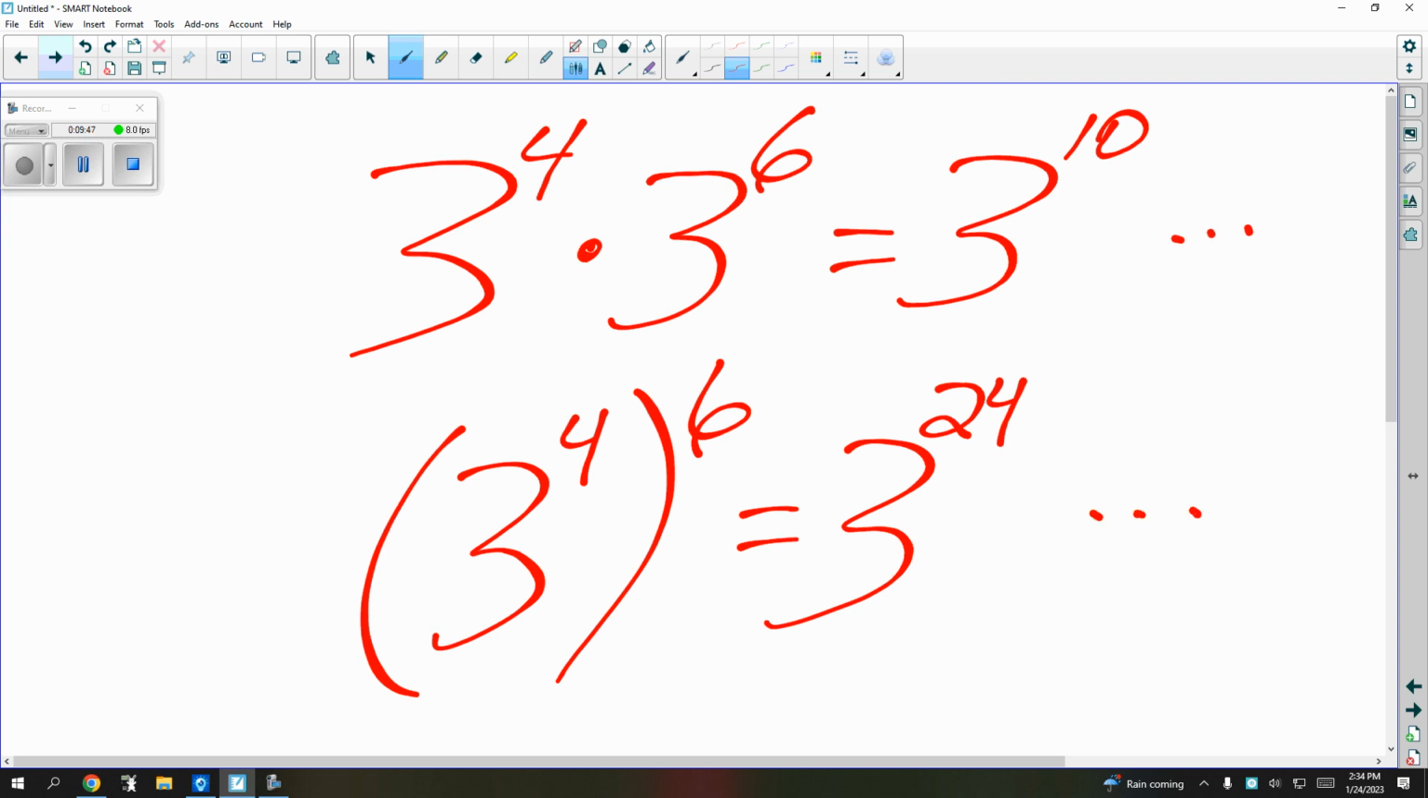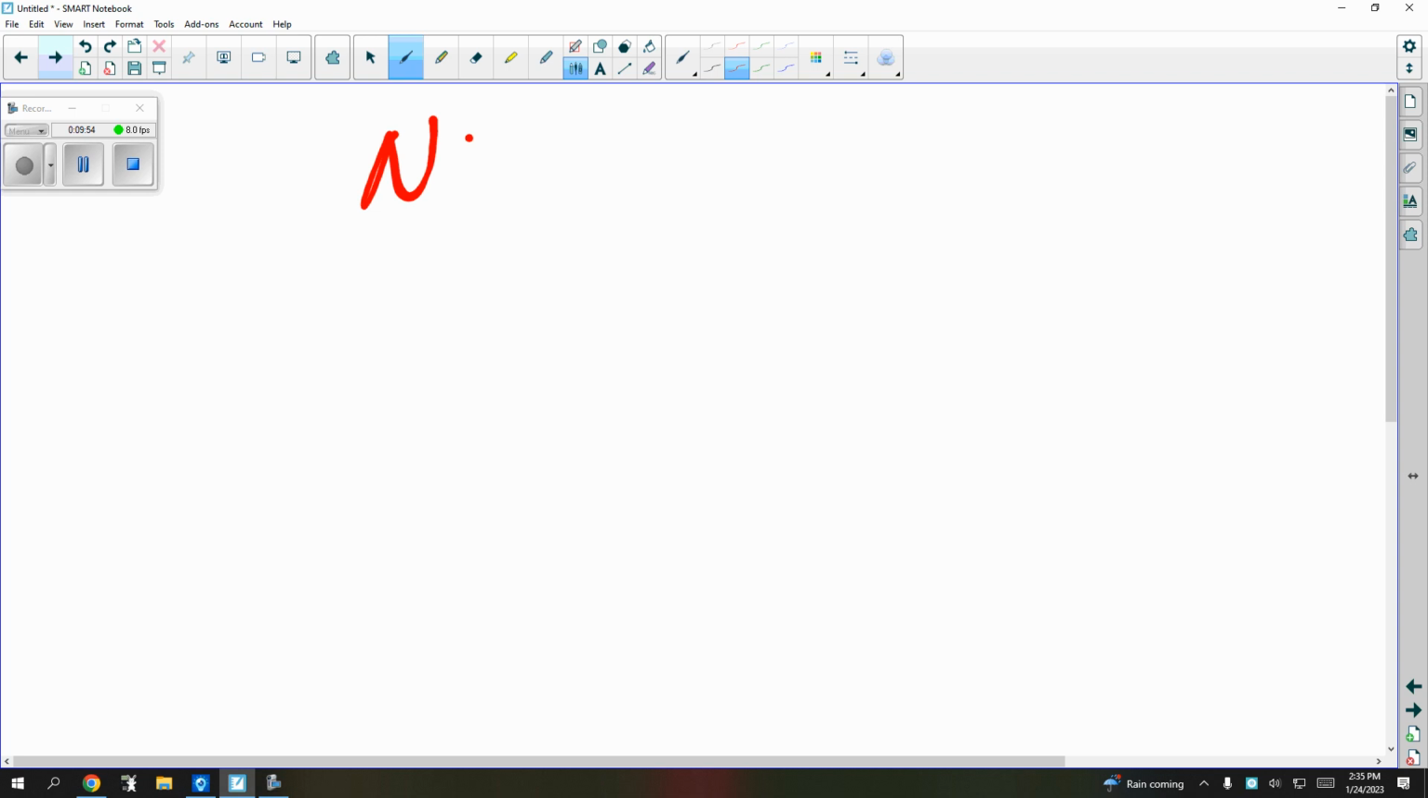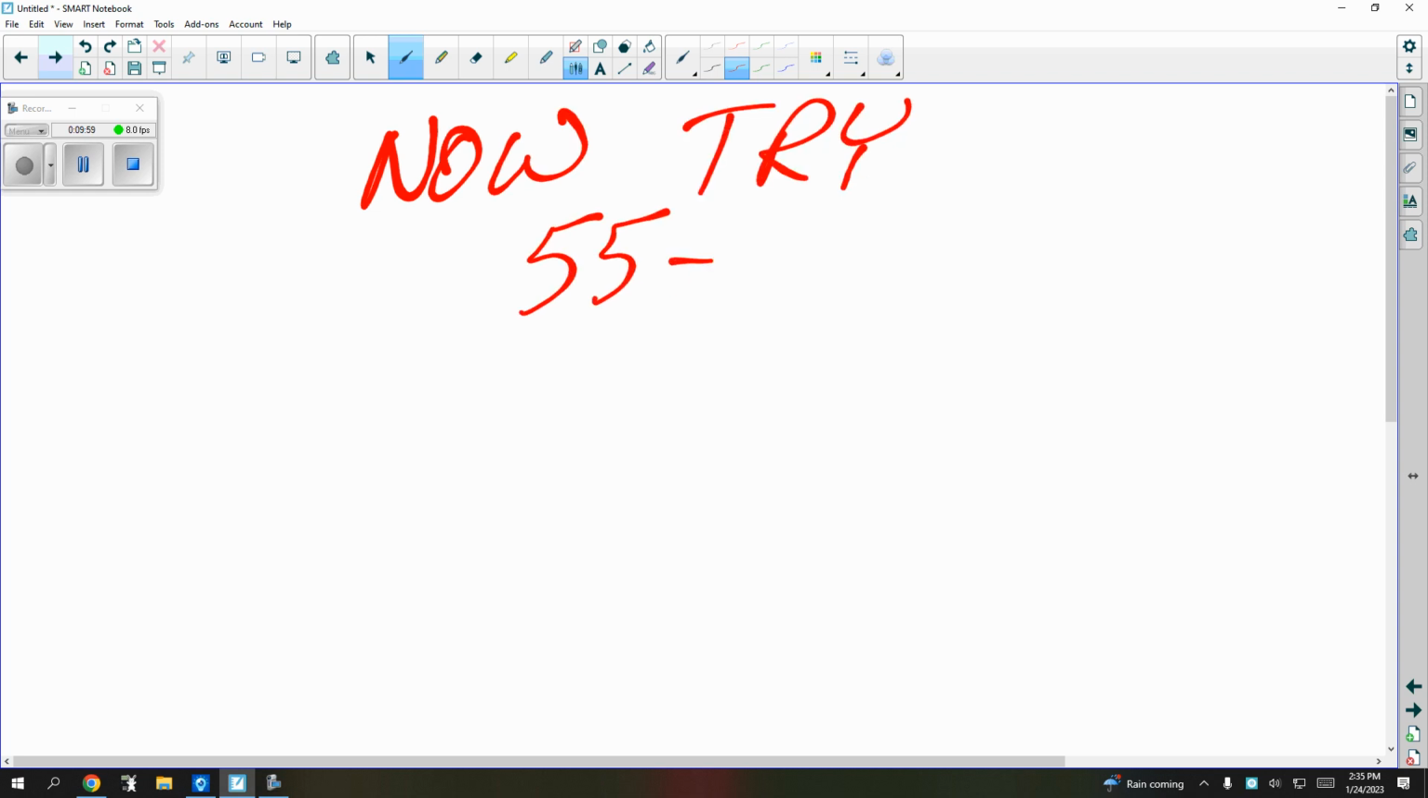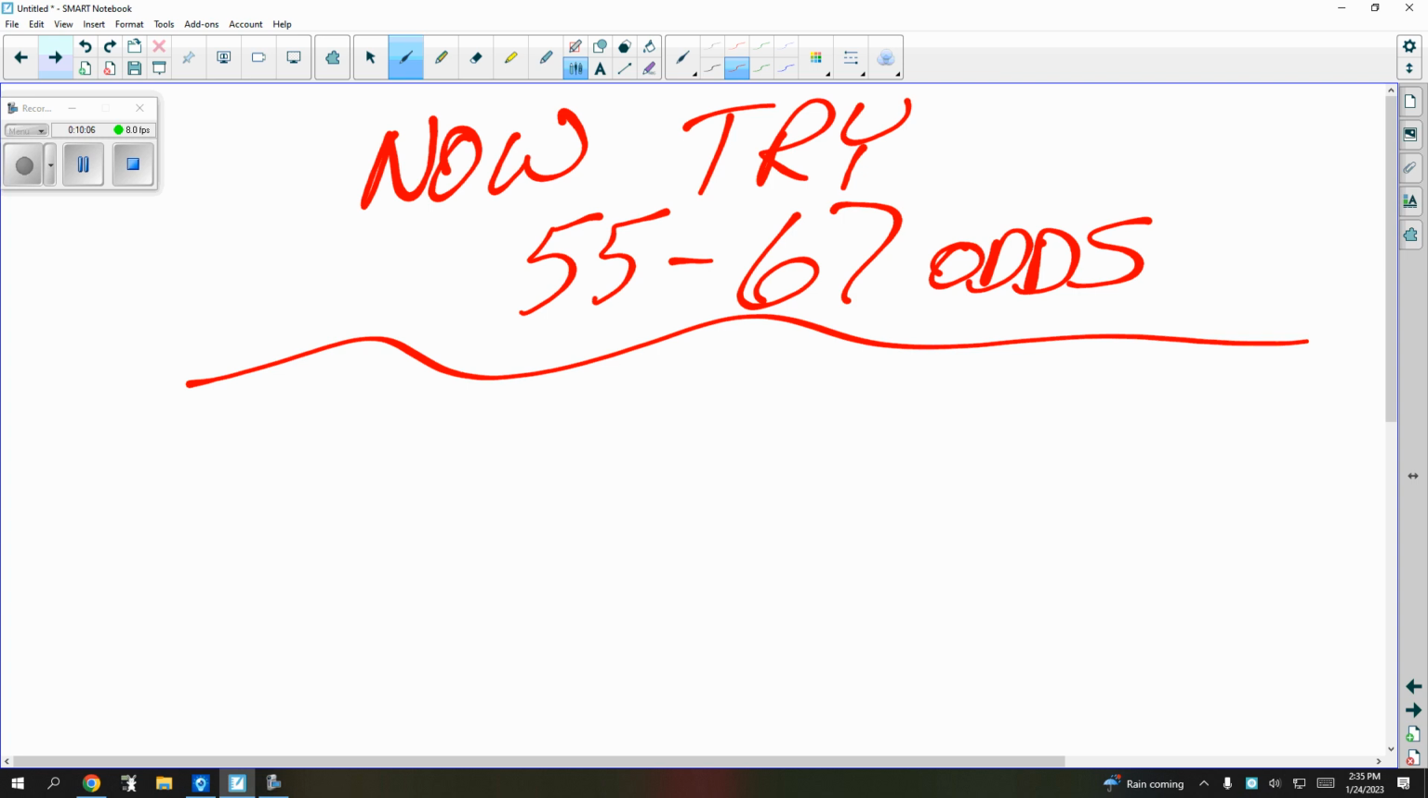All right, jump down to 55 through 62. I just want you guys to do the odds. Now try 55 through 67 odds. And here's all you need to do. It tells you the values of A. So like number 55, it's going to be 1 squared times 1 cubed.